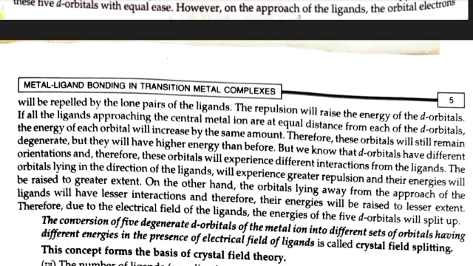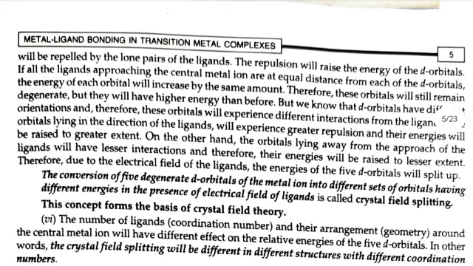But we know that d orbitals have different orientations, and therefore these orbitals will experience different interactions from the ligands. The orbitals lying in the direction of the ligands will experience greater repulsion and their energy will be raised to a greater extent. On the other hand, the orbitals lying away from the approach of the ligands will have lesser interaction, and therefore their energy will be raised to a lesser extent. Therefore, due to the electrical field of the ligands, the energy of the 5d orbitals will split up.